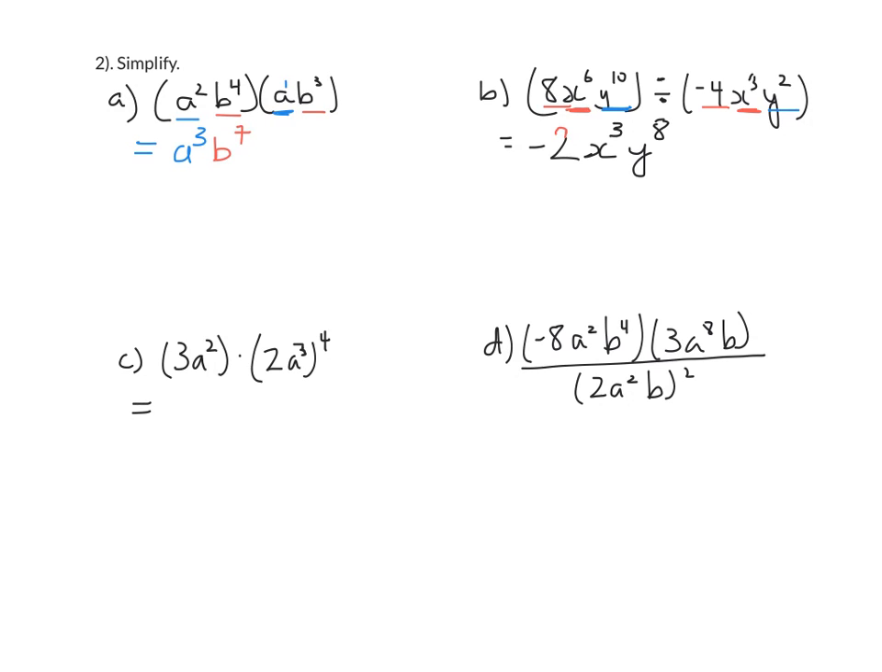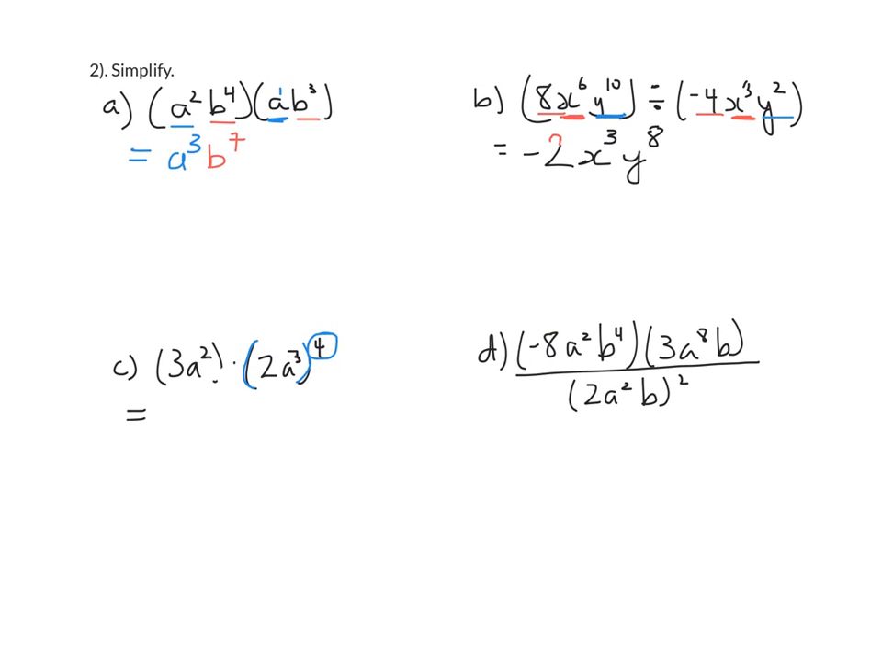Now in part C, we actually have 2 operations that we have to take care of. I have a multiplication, but BEDMAS says I actually have to apply my exponent to this bracket first before I can do the multiplication that is between the 2 brackets there. Okay, so, oops, a little bit of difficulty going on here. There we go. Put that bracket back in.